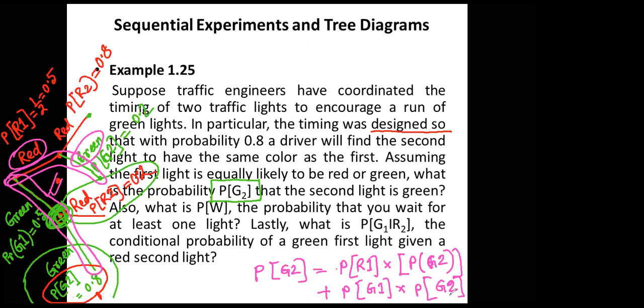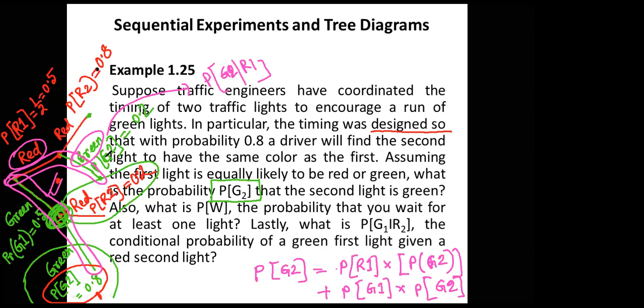Sir, in the first part, shouldn't it be probability of R1 into probability of G2 conditional on R1? You can say that. This G2 is the same as probability of G2 given R1, because they're independent, right? Actually, G2 after R1 means at first R1 happens and then G2. You can say that. Okay, sir.